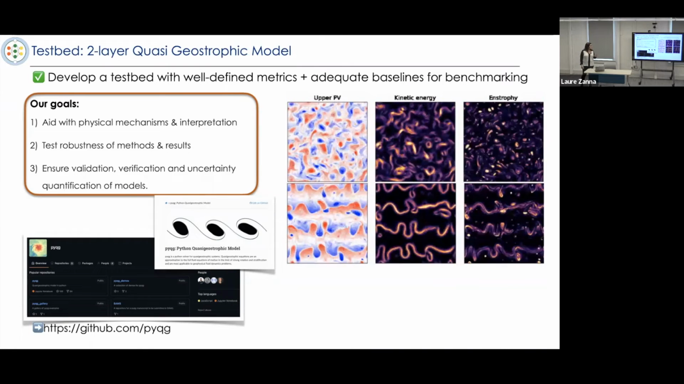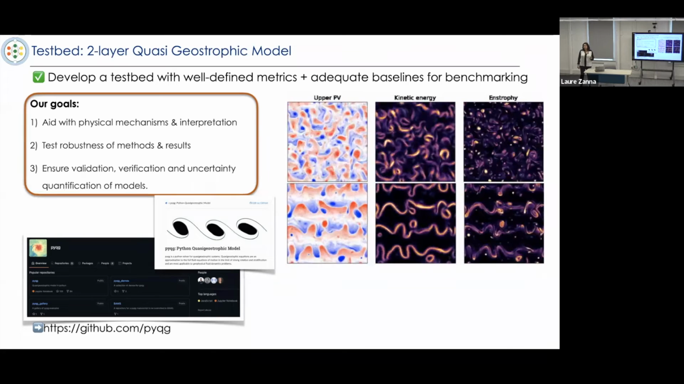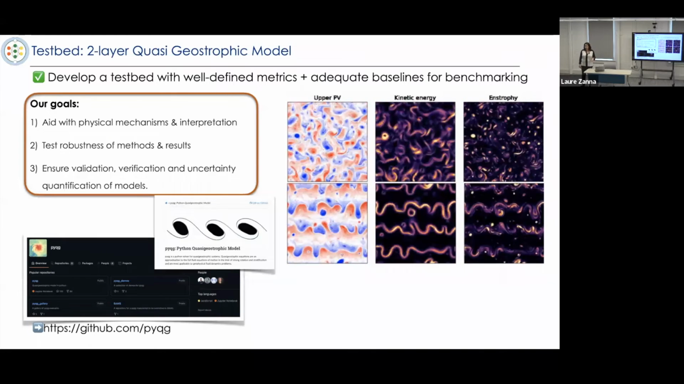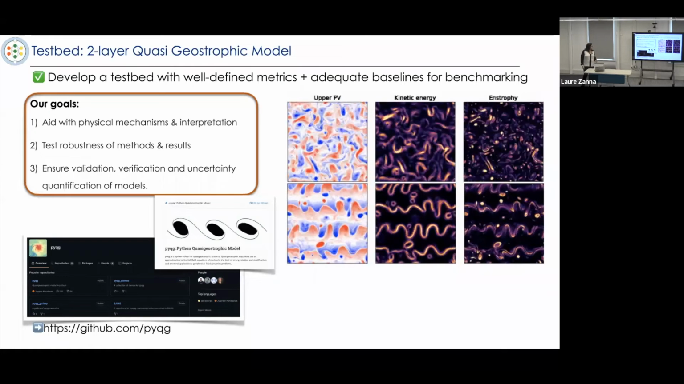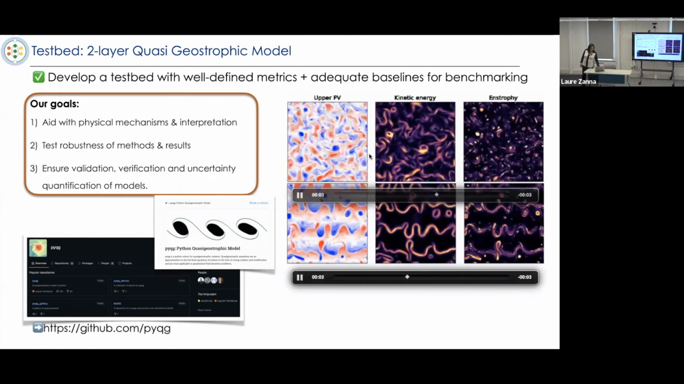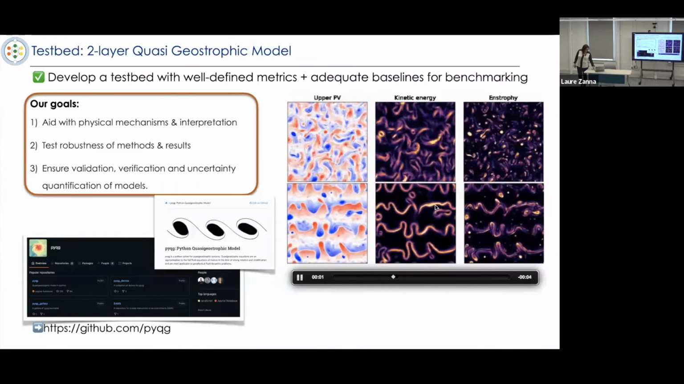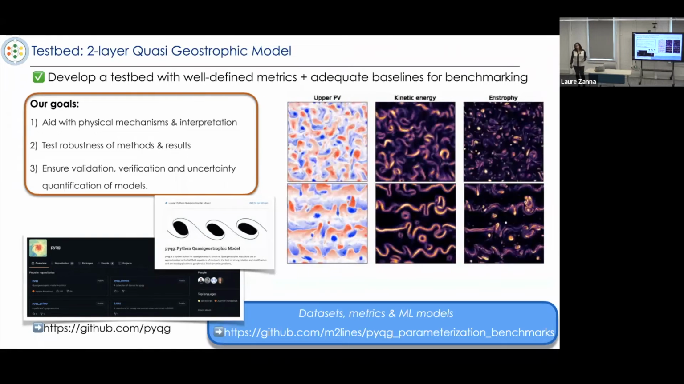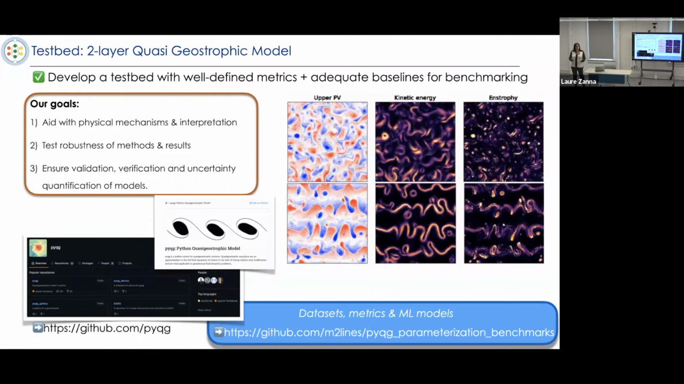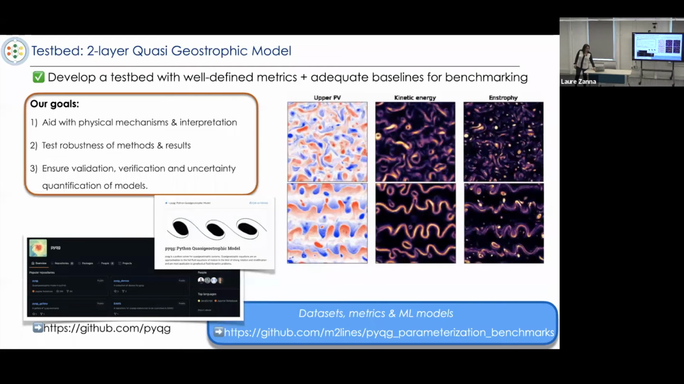So really trying to focus on physical mechanism and interpretation in a simple framework, test robustness of the method and the results, how much can we push the ideas forward, and also have something that is verifiable and has some uncertainty quantification. And so here you have those kind of turbulent flow fields that you can generate with that model. It's very cheap, and you can do a lot of stuff with it. And the goal was really to try to develop data set metrics and benchmarks for us first to understand, but also to hopefully give to the community. So that's going to be the motivation.